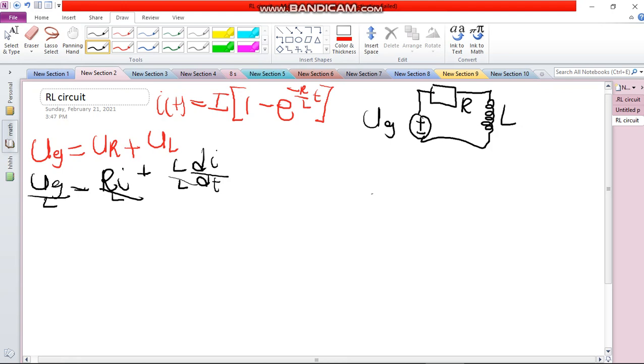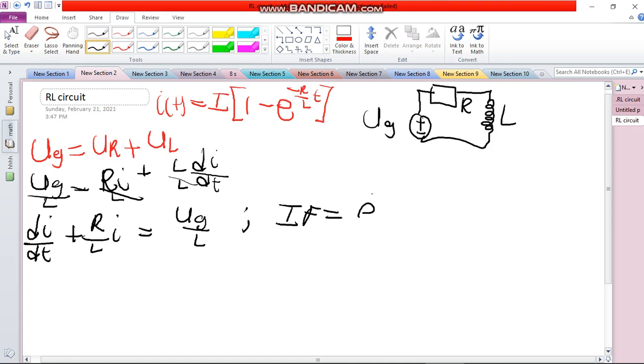Which means my di by dt plus R over L i will be equals to Ug over L. So from this step I can calculate the integration factor, since I'm using the linear ODEs, which will be equals to e to power, the integral of the constant dt, this is e to power R over L t.